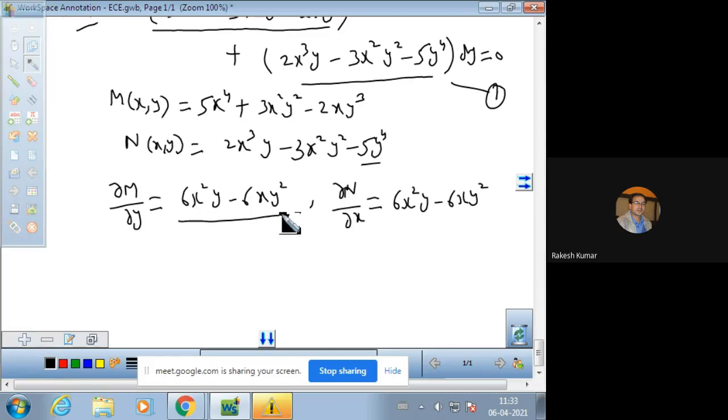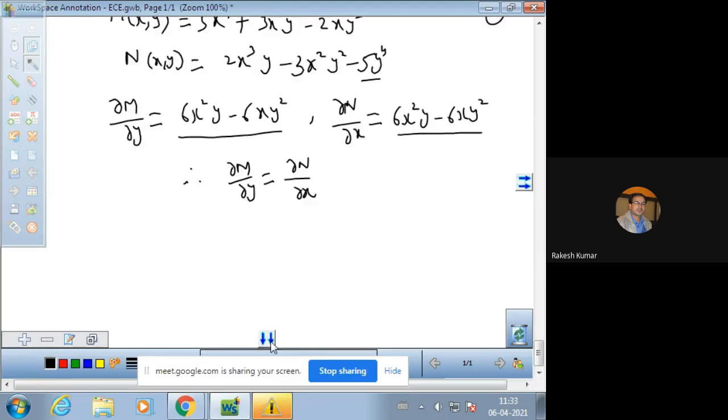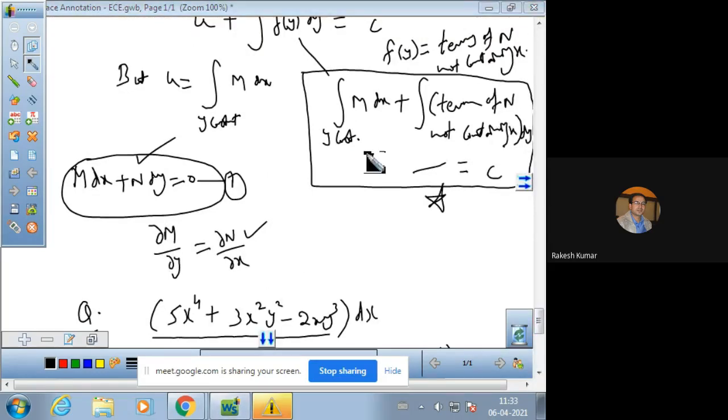Now you just see this value is same as this value, so therefore del m by del y is equal to del n by del x. And if these two derivatives are the same, then the equation is said to be an exact differential equation, and therefore the solution is by using this formula. This formula can be used for finding out the solution.